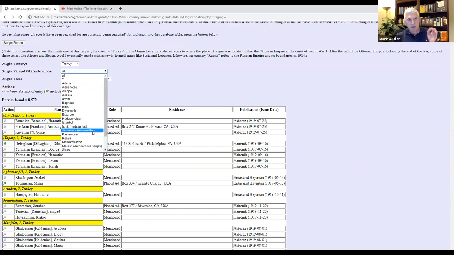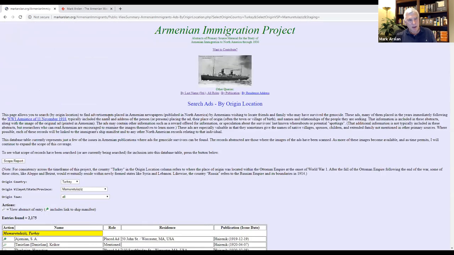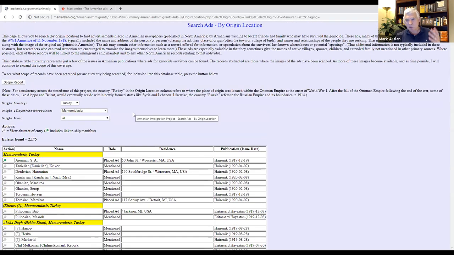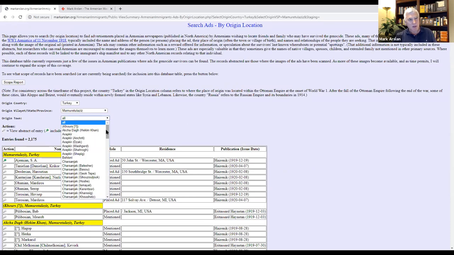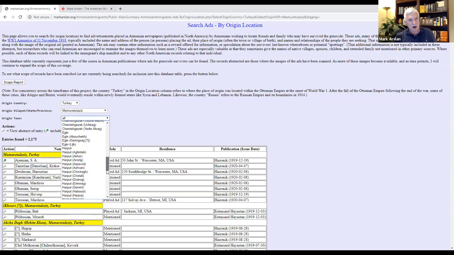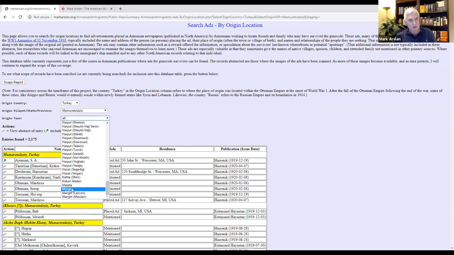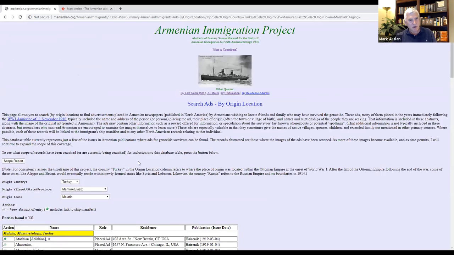So you have to have some understanding of what vilayet or province is just to drill down. Malatya is in a vilayet called Mamuret-ul-Aziz, which sometimes was referred to as Harput because that was the biggest city there. And these are all the different towns and villages within Mamuret-ul-Aziz where I found people. So you see Sharset, Shemish Kazak, Harput, and then Malatya is right there. Okay.